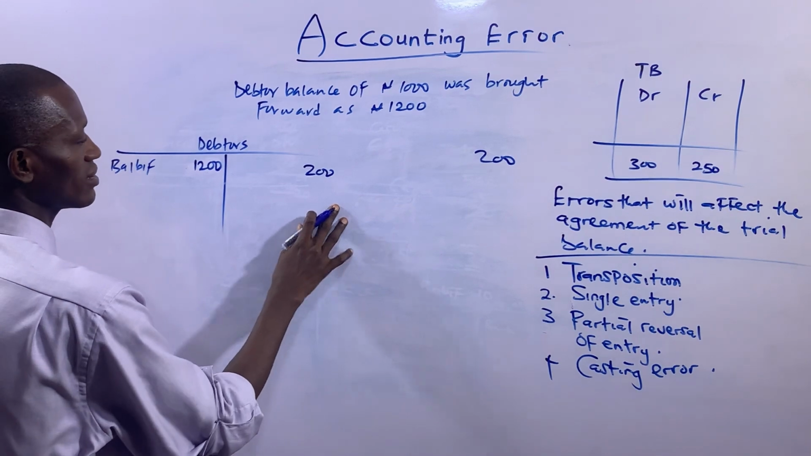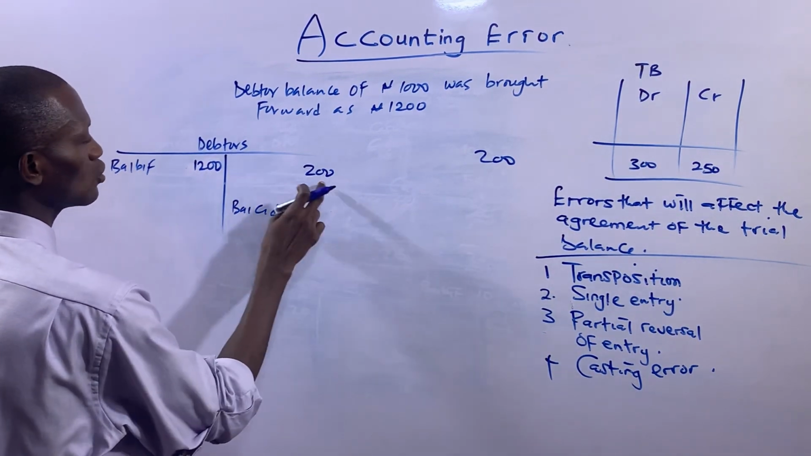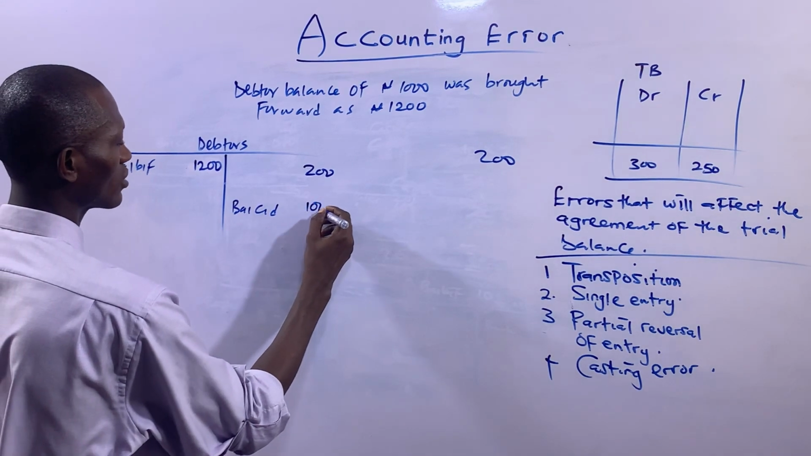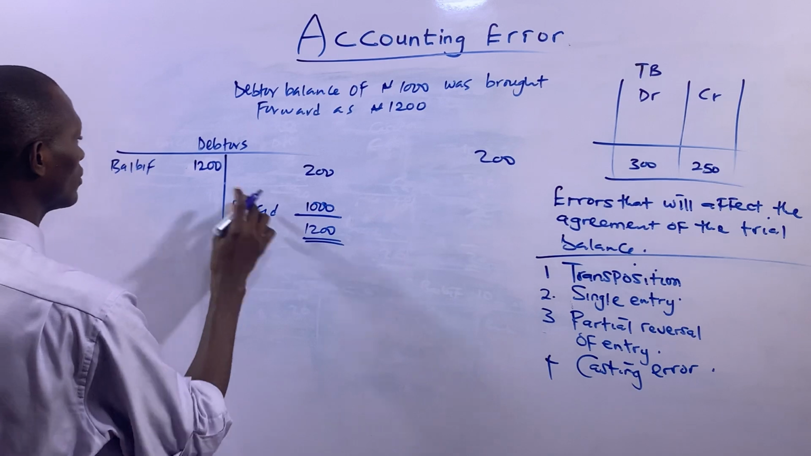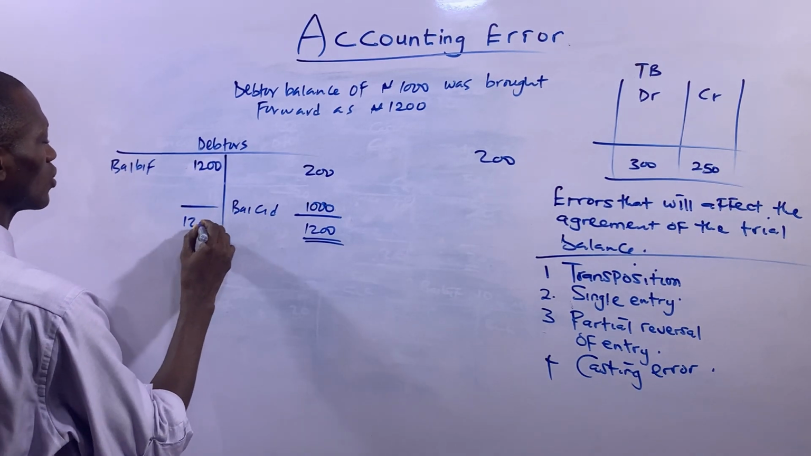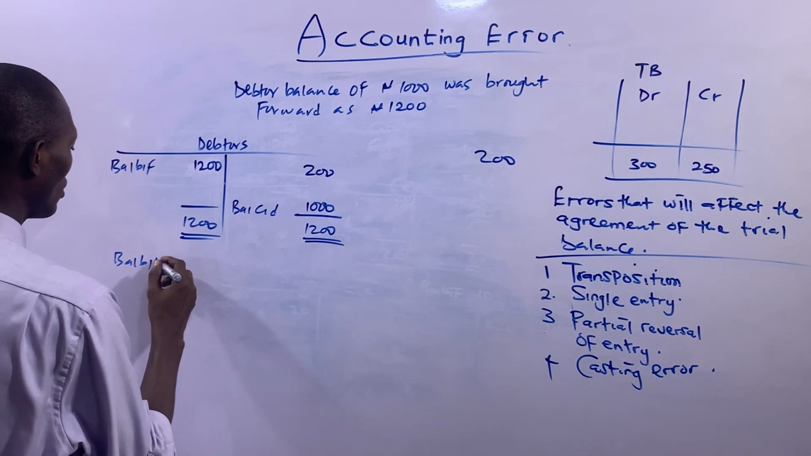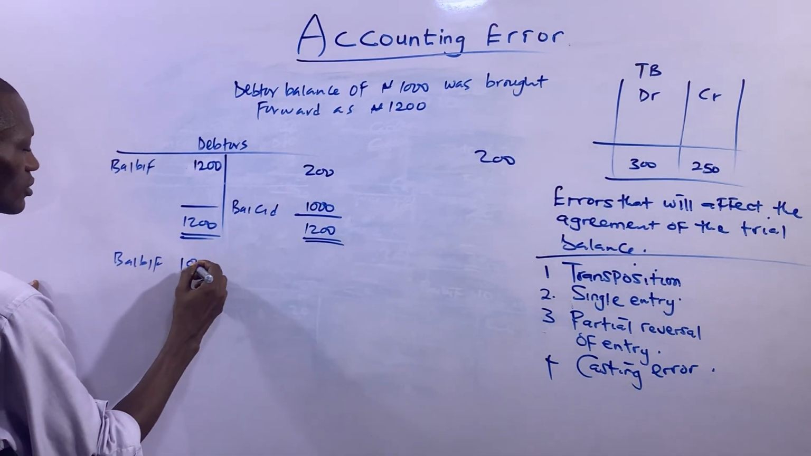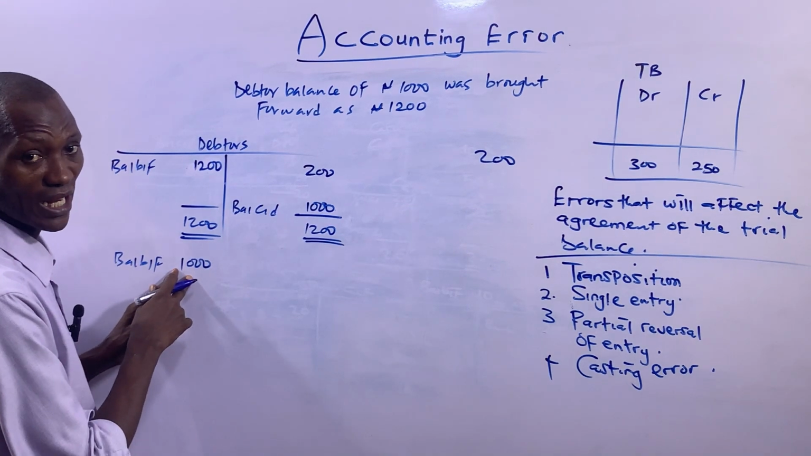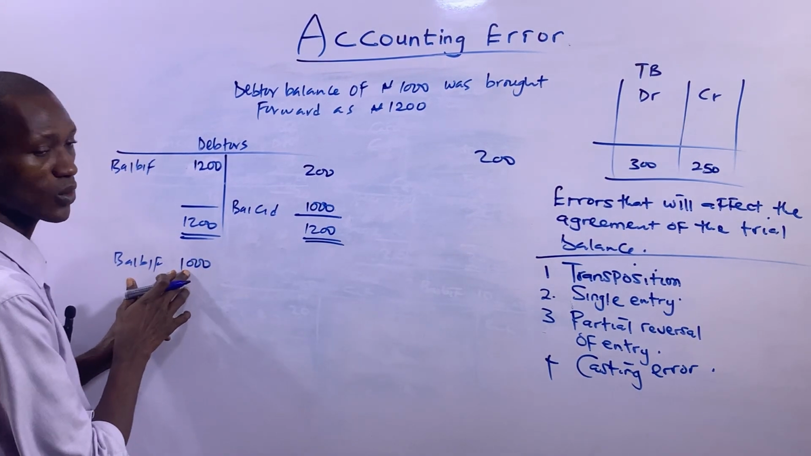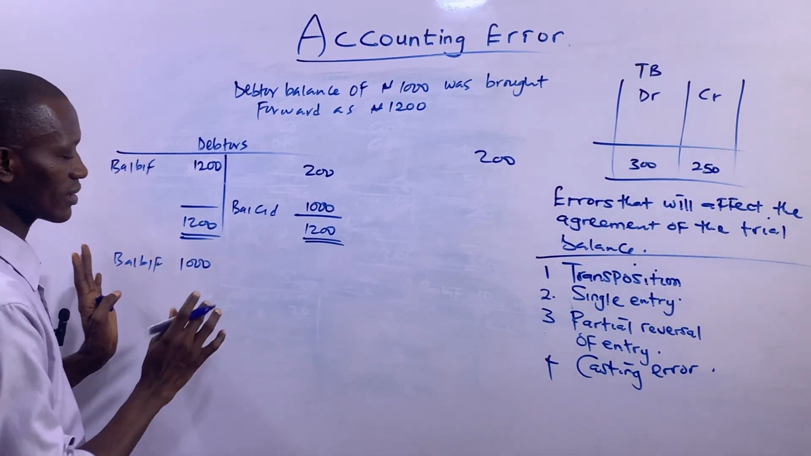Then if you want to balance this now, we have balance carried down. We have 1,200 minus 200, that's 1,000. Then 200 plus 1,000 is 1,200, and bring this down. Then for every balance carried down, there will be a balance brought forward of 1,000. So the normal balance that ought to be in the debtors account is now normalized. It's been corrected.